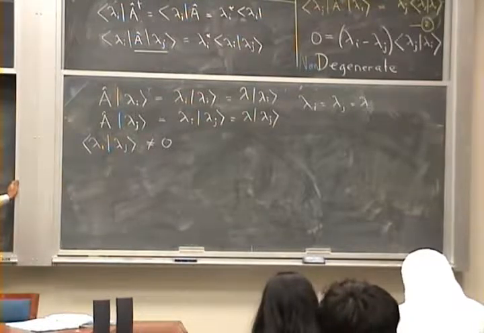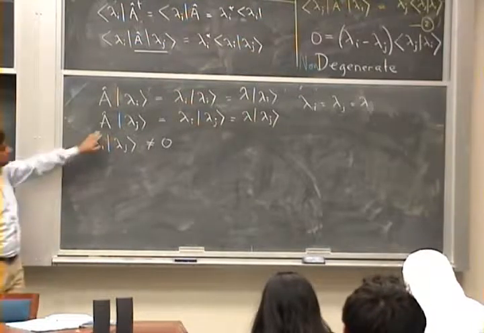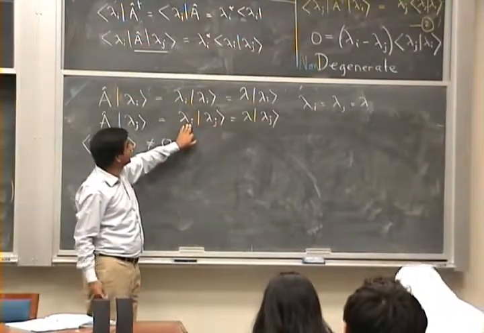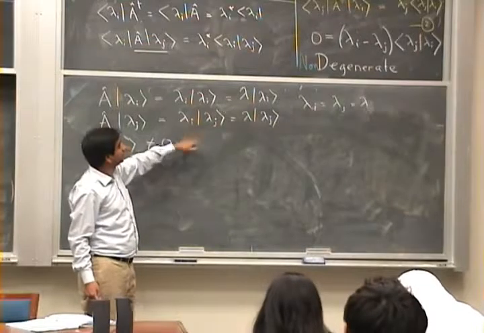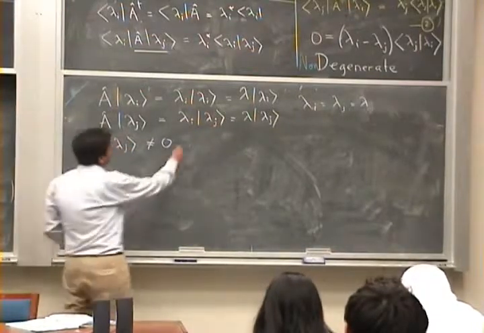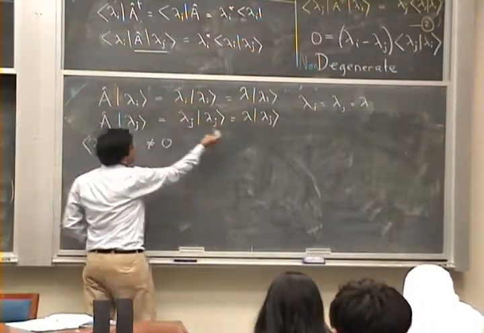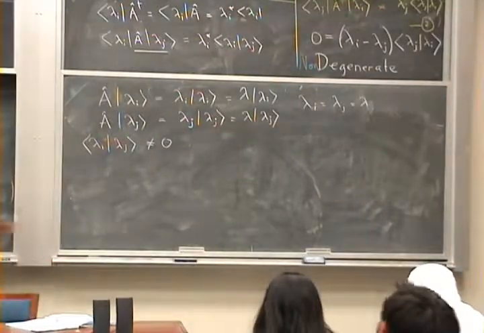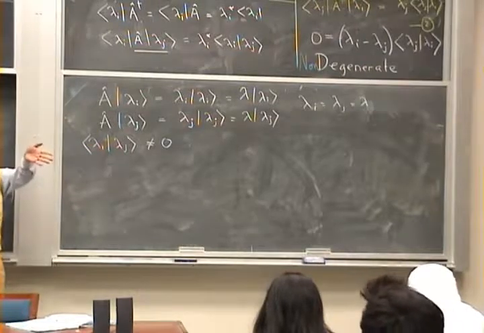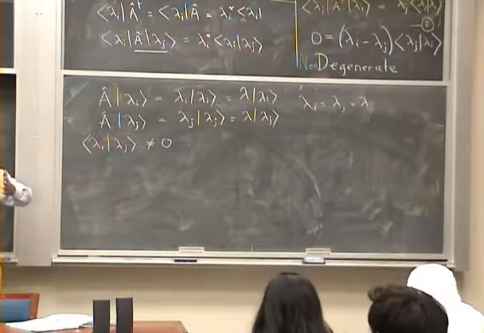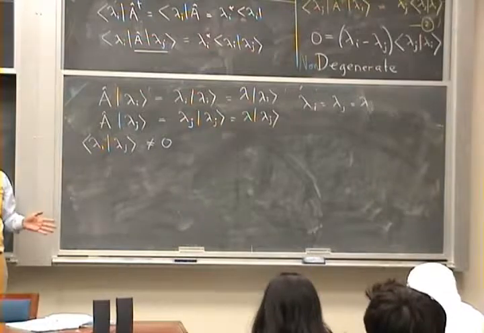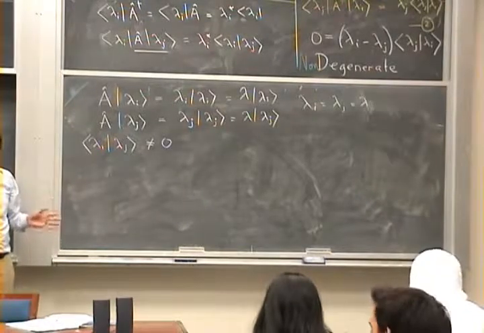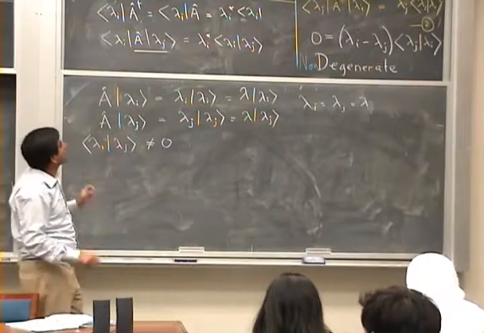Lambda j equals lambda i. Lambda j and lambda i are equal; both of them are equal to lambda. So if this is the case for degenerate eigenstates, the eigenstates are not necessarily orthogonal. But they can be orthogonal. They can be made to be orthogonal. That's what I'm going to tell you now.